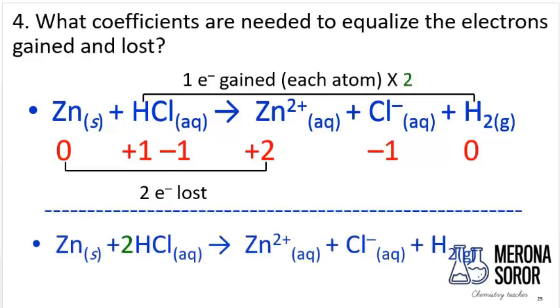What coefficients are needed to equalize the electrons gained and lost? In this case, there is only 1 electron gained in each atom, so it must be multiplied by 2 to equalize the number of electrons gained and lost in this equation. So in this step, Zn plus 2HCl will give Zn 2 positive ion plus Cl negative ion plus H2.